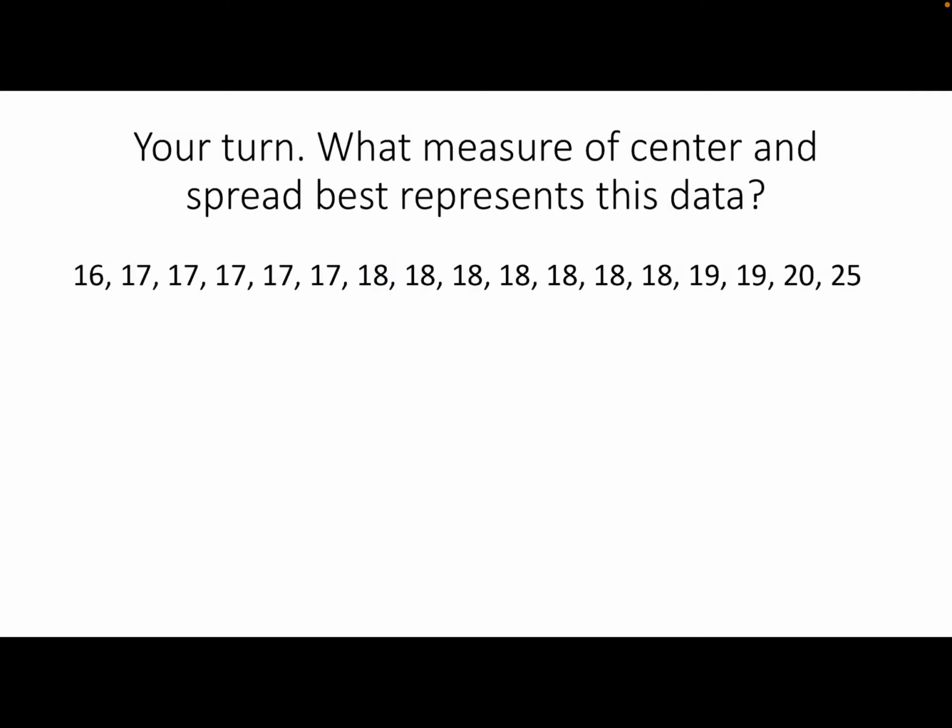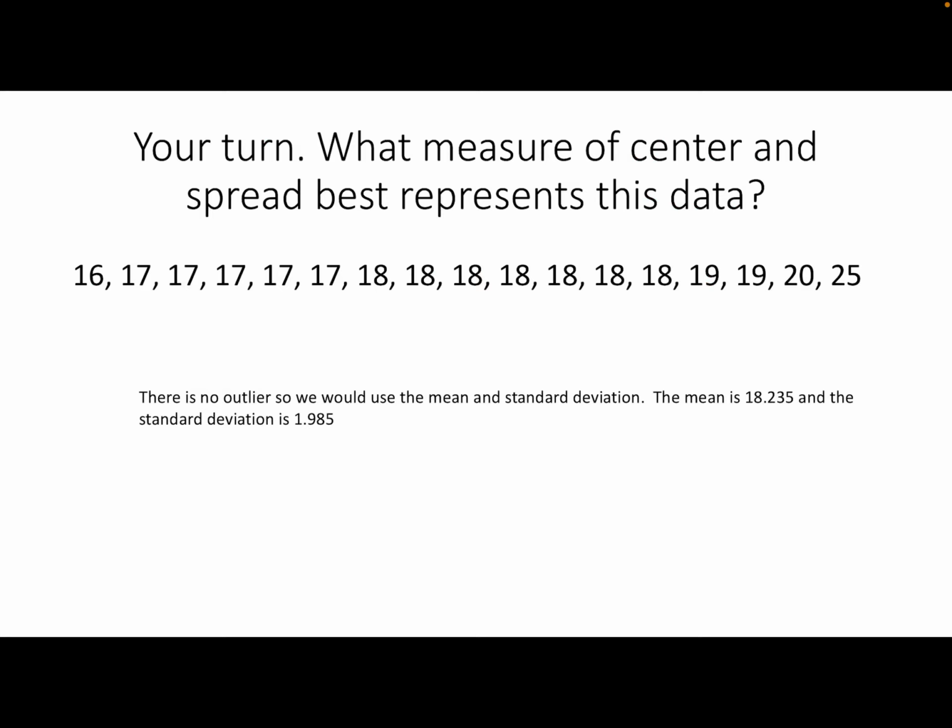Okay, so now it's your turn. What measure of center and spread best represents this data and why? Pause this video and do the work to find out. So there's no outlier here, so we would use mean and standard deviation. The mean is 18.235 and the standard deviation is 1.985.